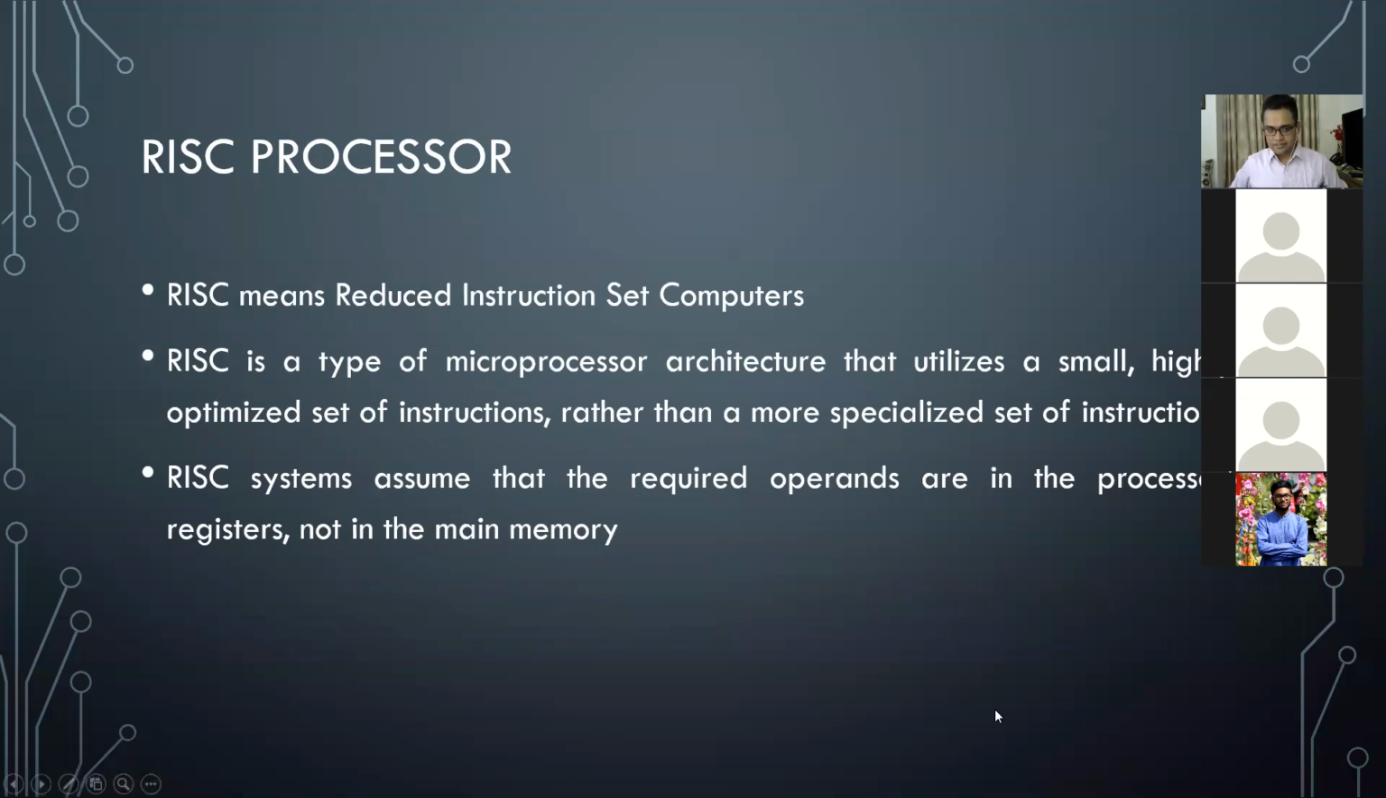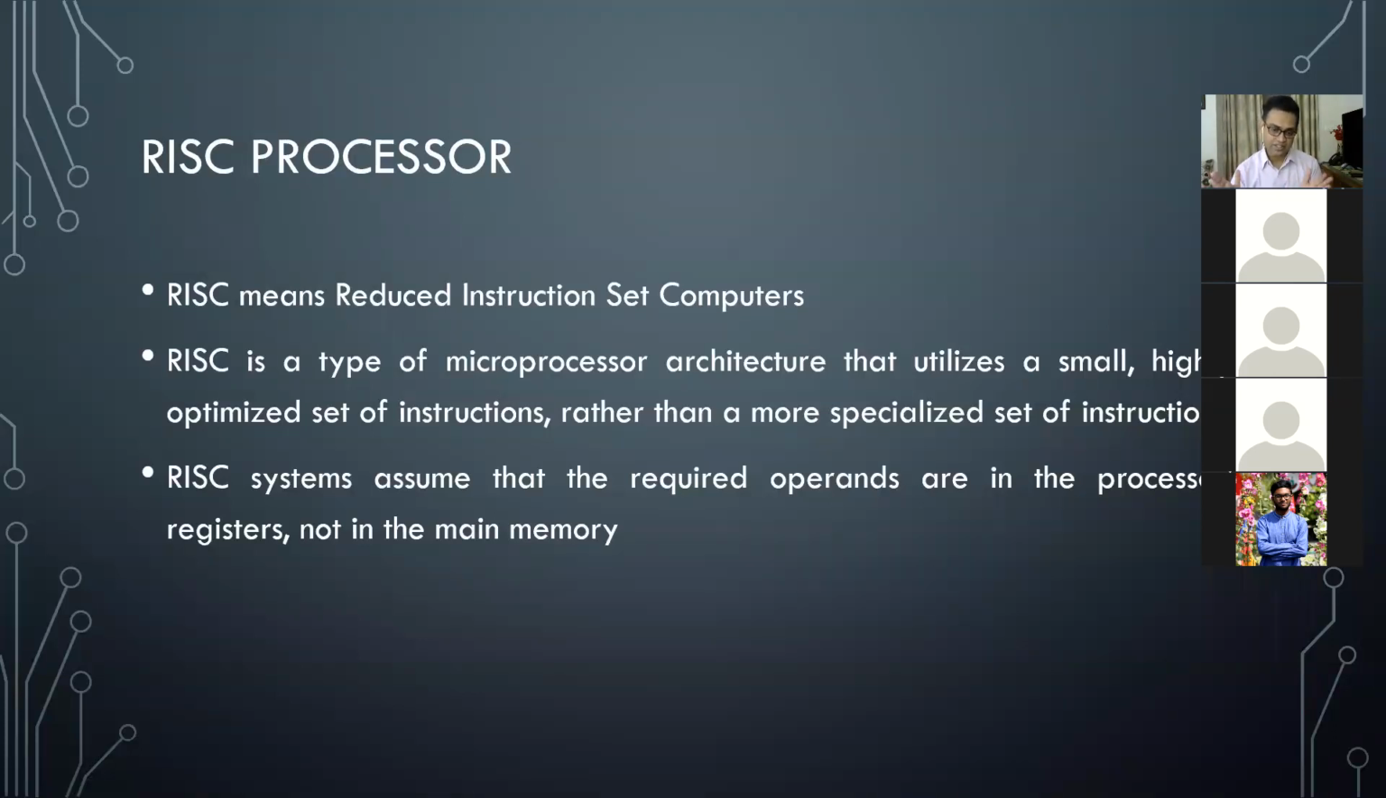What is the RISC then? RISC means, of course, reduced instruction set computer. What is the difference? CISC and RISC processors differ in instruction size. For example, as I gave you the example of CISC, if you want to add two numbers, we just need to write add variable 1 comma variable 2, that's it.